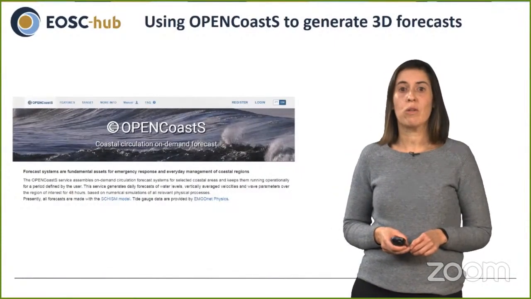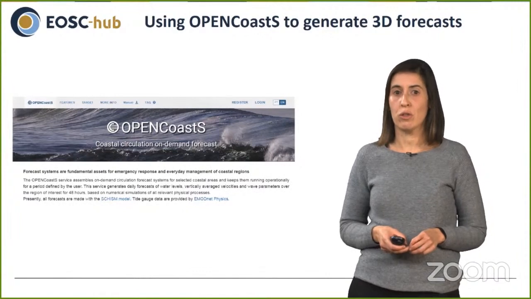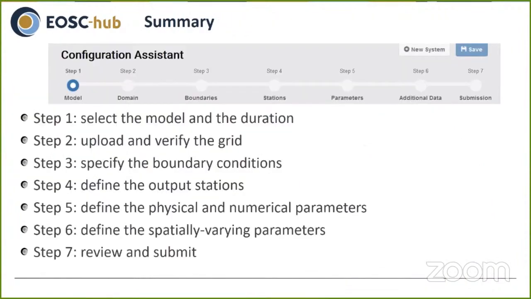In this lecture, I will talk about using OpenCoasts for 3D circulation forecasts. As for 3D forecasts, there are 7 steps that the user needs to complete to deploy a 3D forecast. Step 1, select the model and the duration. Step 2, upload and verify the grids. Step 3, specify the boundary conditions. Step 4, define the output stations. Step 5, define the physical and numerical parameters. Step 6, define the spatially varying parameters. Step 7, review and submit.